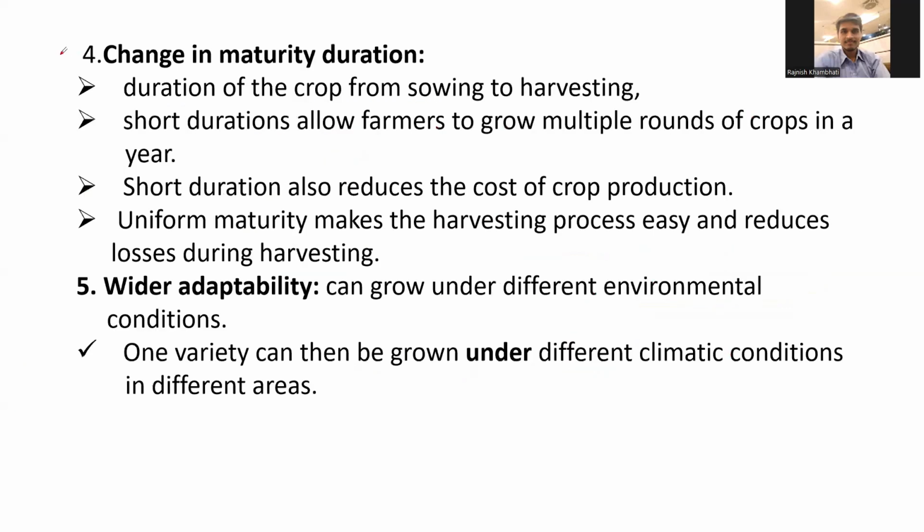Next, the fourth point is change in the maturity duration. Very important point for the farming. Let's understand: duration of the crop from sowing to the harvesting is known as maturity duration. Once you sow the seed, I will just write seed to yield. Clear? Seed to yield. This time period is known as maturity duration.